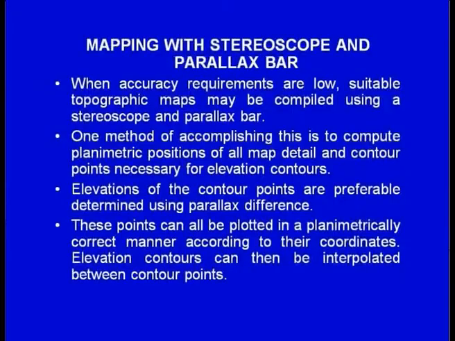Now, this concept can be extended for mapping the details. So, let us look at the next activity, and that is mapping with stereoscope and parallax bar. When accuracy requirements are low, suitable topographical maps may be compiled using a stereoscope and a parallax bar. One method of accomplishing this is to compute planimetric positions of all the map details and contour points necessary for elevation contours. Elevations of the contour points are preferably determined using the parallax difference equation. These points can all be plotted in a planimetrically correct manner according to their coordinates. Elevation contours can then be interpolated between the contour points.